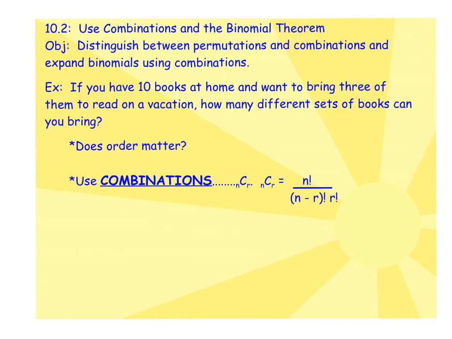If you have 10 books at home and want to bring 3 of them to read on a vacation, how many different sets of books can you bring? So it doesn't say which one you read first, second, or third. That means order does not matter. And because of that, we're going to use the combinations function on your calculator, not the permutation function. We still need to know how many we're picking from and how many we're selecting.